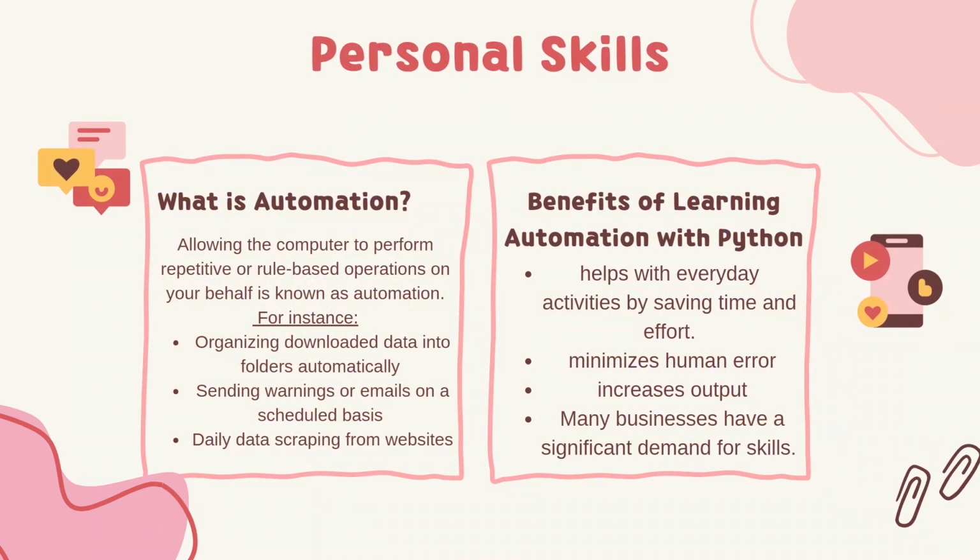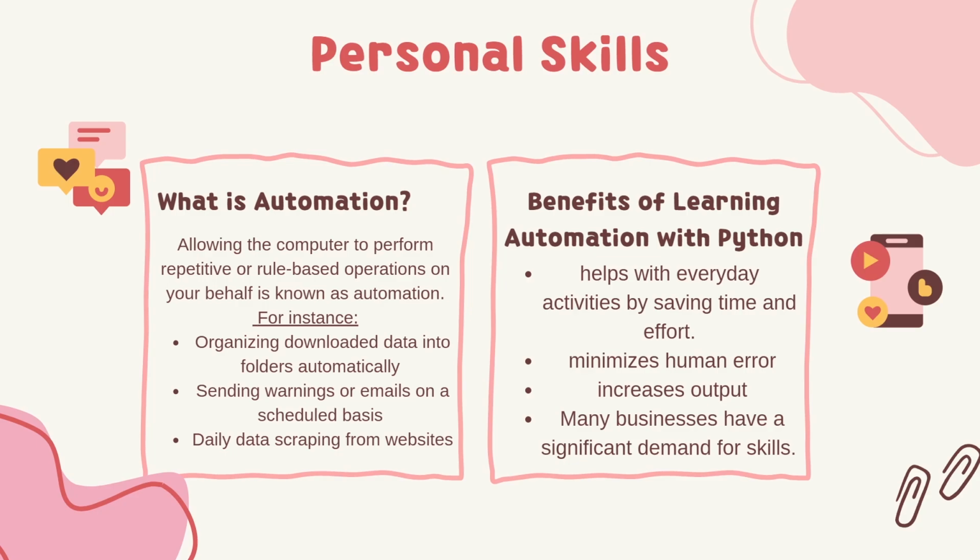So, what is automation? Allowing the computer to perform repetitive or rule-based operations on your behalf is known as automation. So, doing one thing automatically or using a robot without manual labor is basically known as automation. For instance, organizing downloaded data into folders automatically, sending warnings or emails on a scheduled basis, daily data scraping from the website.